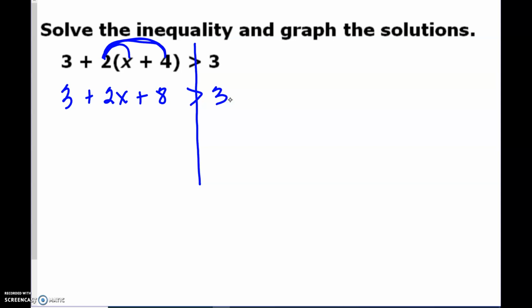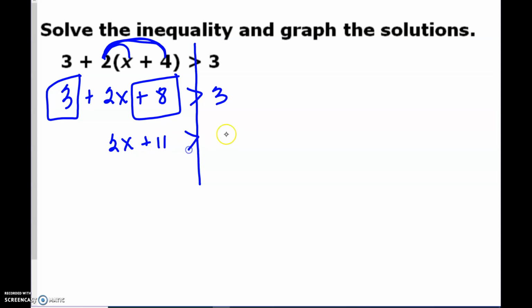So right now there's a couple different ways that you guys can do this, and they're both probably totally correct. So we have a plain number here, and we have another number here. They're called constants, and they're on the same side. So it's just called combining like terms. So 3 plus 8, so I have 2x plus 11 is greater than 3. So combining like terms, we're not going to do any kind of flipping. It's when you do your math on both sides.